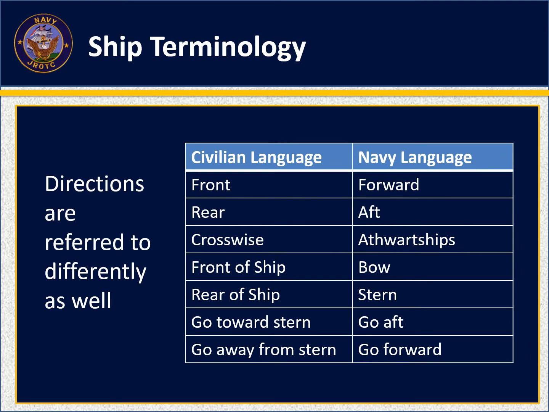Here's some more terminology. Front of the ship is the forward part of the ship. The rear part of the ship is the after, or just shortened to aft, part of the ship. The crosswise, or crossing the ship in the middle part of the ship, is called athwartships. The very front of the ship's hull is referred to as the bow. The very back of the ship's hull is referred to as the stern. Going towards the stern, you're going aft. Going towards the bow, you're going forward.